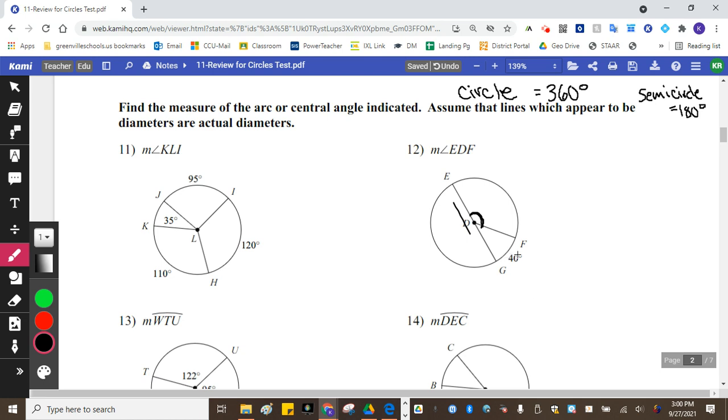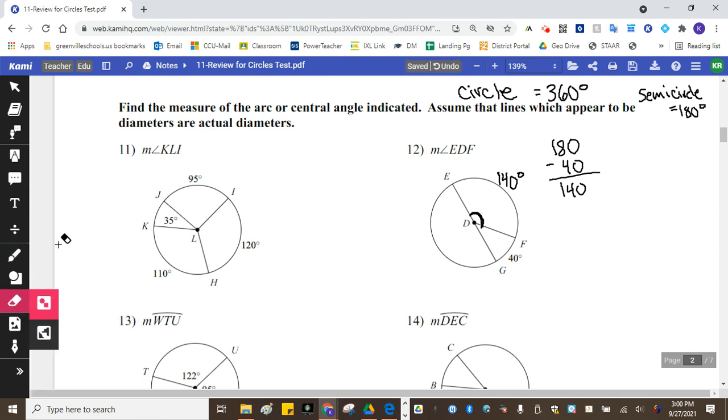We know this is 40. How can I figure out what's left, EF? Subtract from 180. It's 140. So arc E to F is 140.